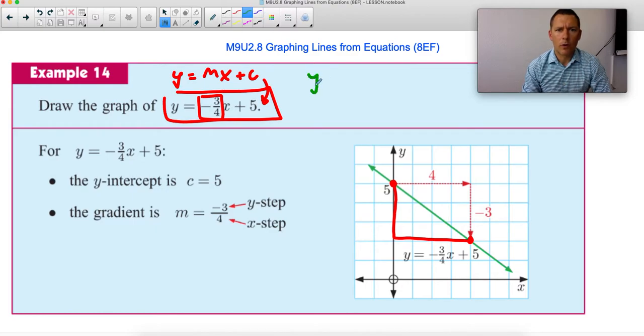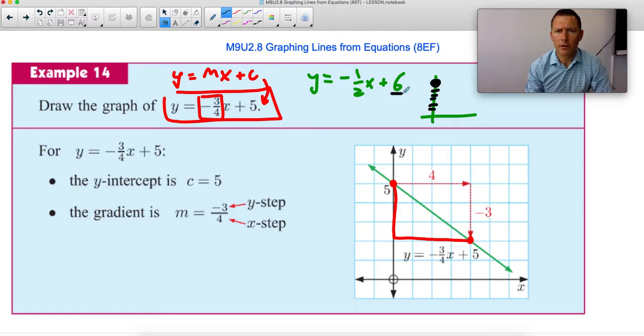If you had, I don't know, y equals negative 1/2 x plus 6, you'd start the graph up at 6, 1, 2, 3, 4, 5, 6 here, and then you'd go down 1 and over 2, down 1, over 1, 2 to the next point, and then you'd connect your dots like that. Cool.